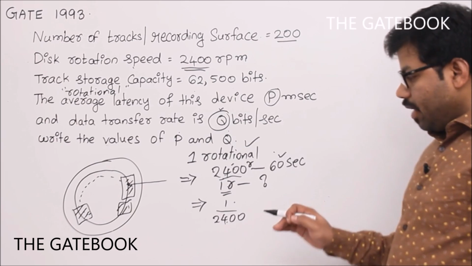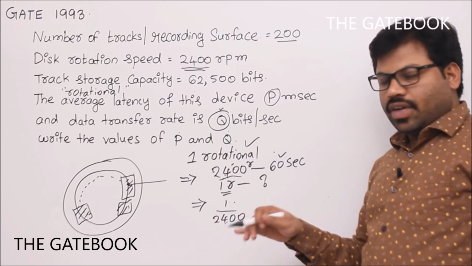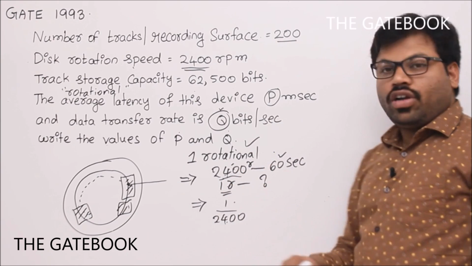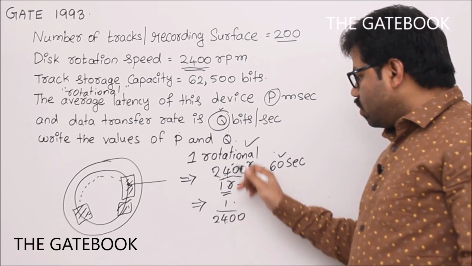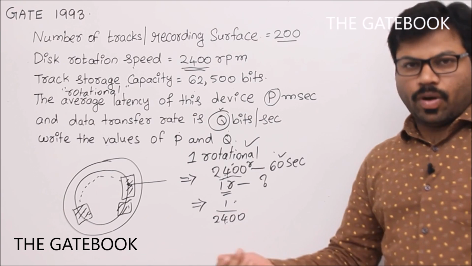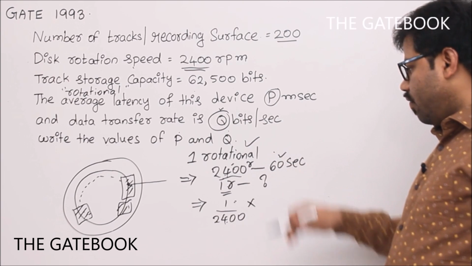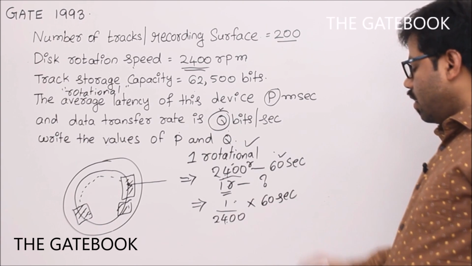If you get the keyword "most" when you are asking this question, for example, 2400 rotations take 60 seconds, and one rotation takes more than 60 seconds, then among these two which one is highest? 2400 will come on top, 1 will come on bottom. That is the way. So generally you can remember this kind of formula: 1 by 2400 into 60 seconds, right?